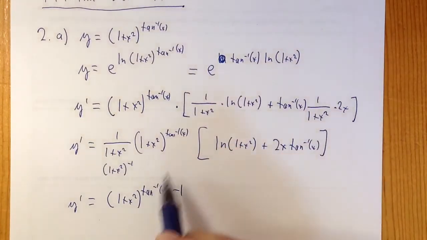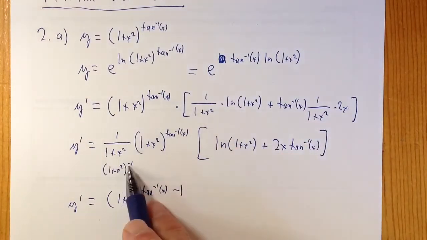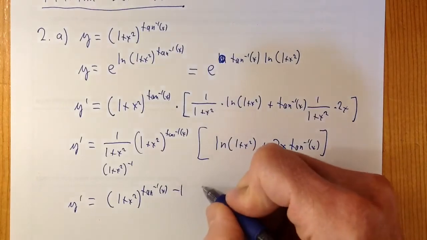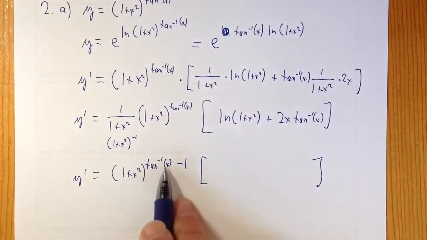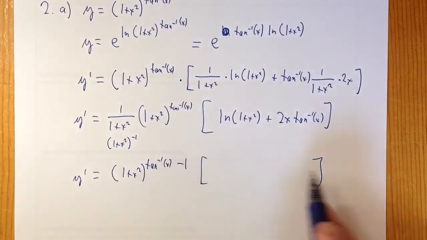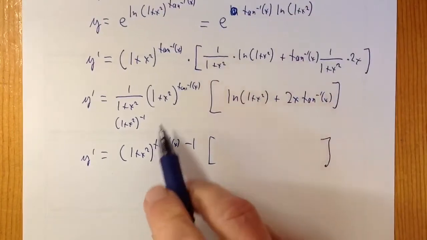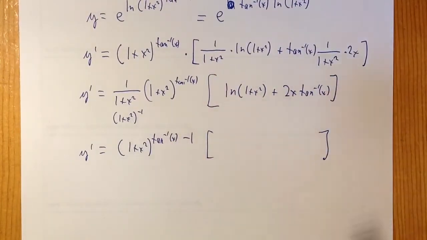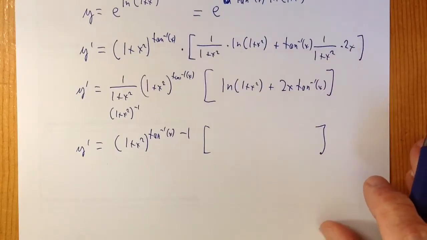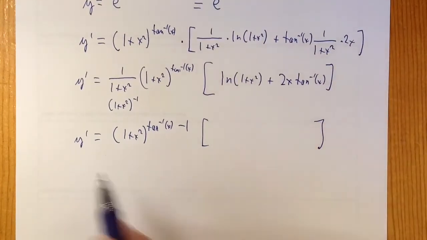minus 1. Because we have this one, we add them, and here it's negative, so it's minus 1 times everything here. And that's the way they wrote it, as 1 plus x squared to the inverse tangent minus 1 times this. This is a nice simplification. I highly doubt anybody taking the test actually did that last step, wrote that as minus 1. It's not obvious to see that. It's kind of tricky. But that's a nice clean way to write it.